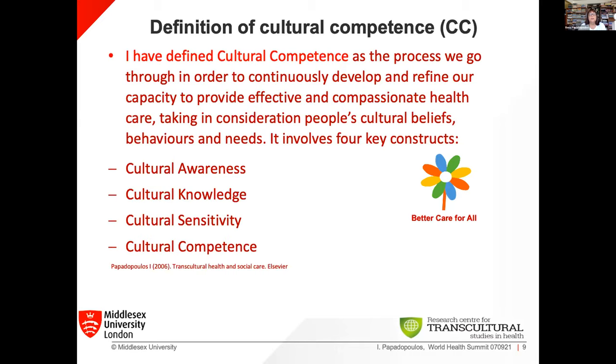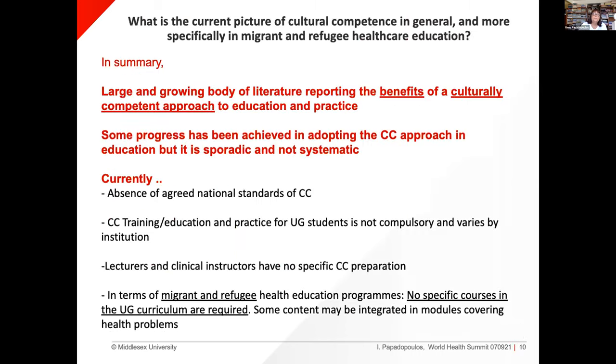It involves four key constructs: cultural awareness, knowledge, sensitivity, and competence. So where are we in terms of using a culturally competent approach to train the students, especially these days with all the asylum seekers and refugees and the topic that we're talking about today? Very briefly, there is a large and growing body of literature reporting the benefits of a culturally competent approach, and I'm not going to go into those. You can Google it and find all sorts of research that has been done.